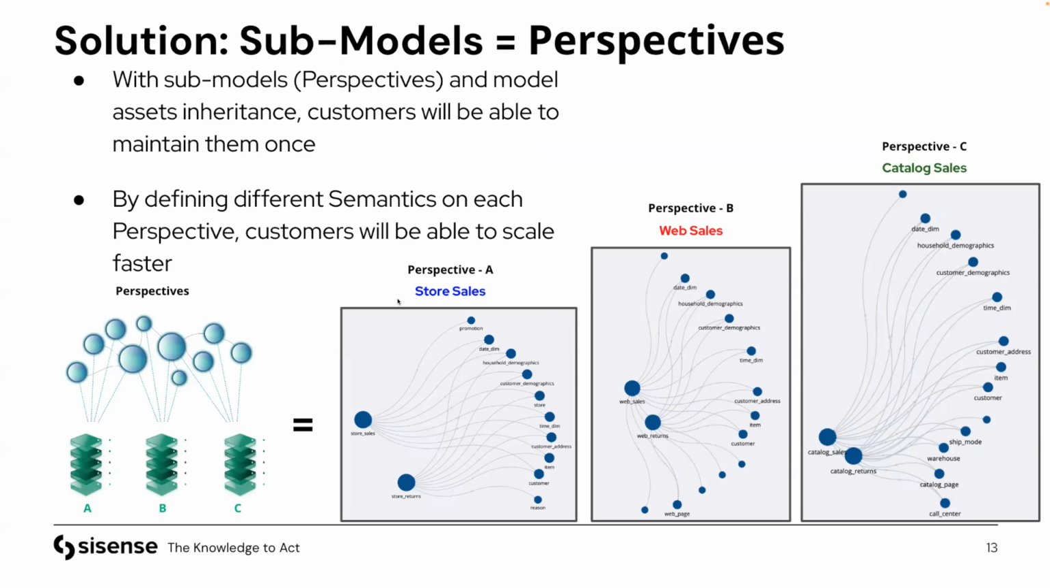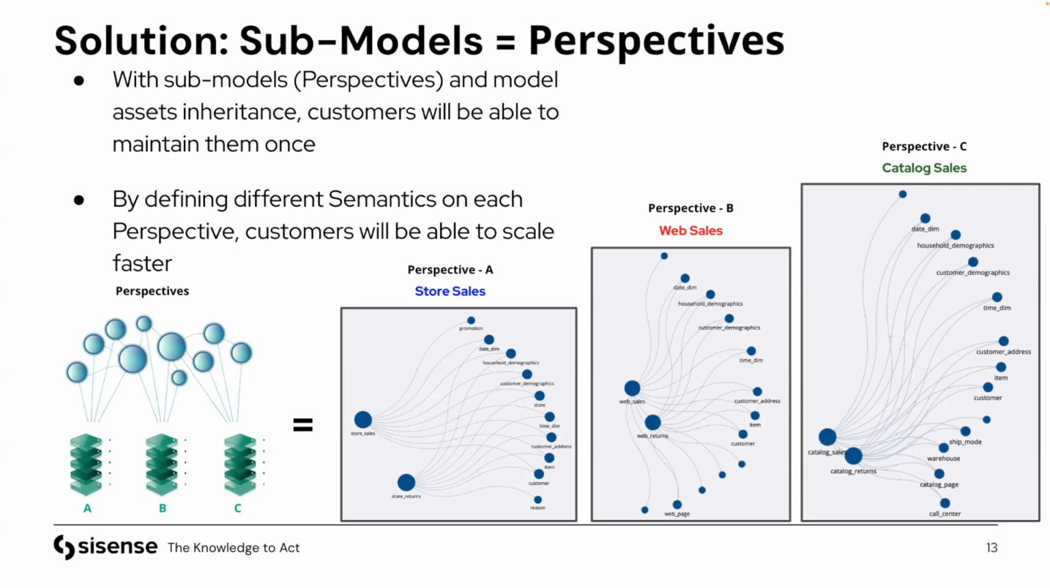And if you see here, we are creating A, B, C, 3 perspectives. The first perspective being store sales, the second being web sales, and the third being catalog sales. It doesn't stop here. After creating these perspectives, the store sales perspective can be shared with the designers who want to create dashboards on the store data, web sales with just the users who want to create dashboards using web data, and catalog sales with catalog users.